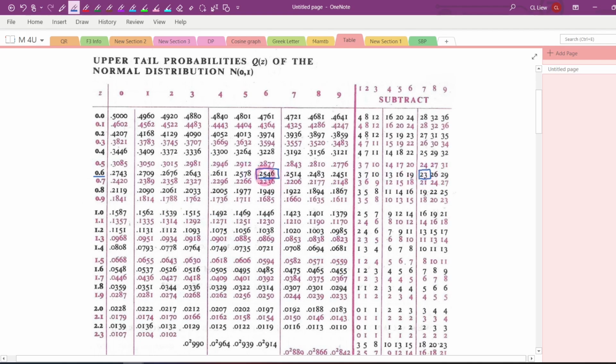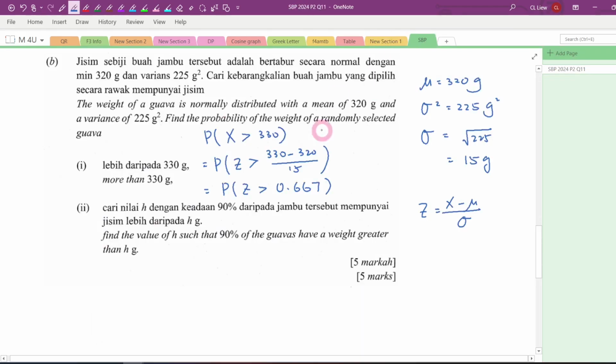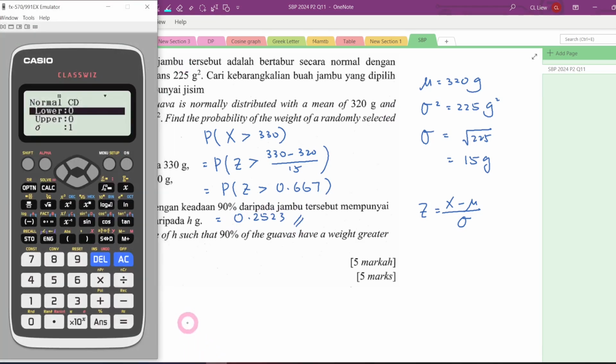So you just press your calculator, 2546 minus 23, you will get 2523. So the answer is 0.2523. Or you also can use your calculator to help you check the answer.